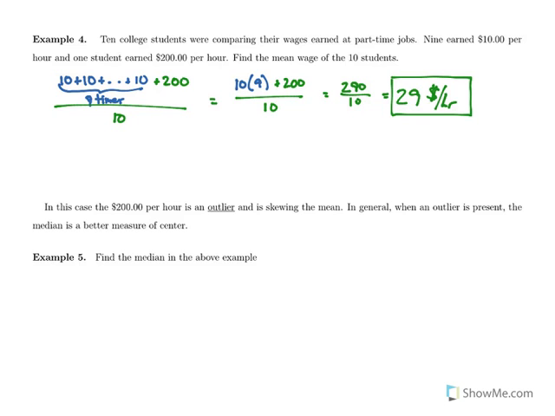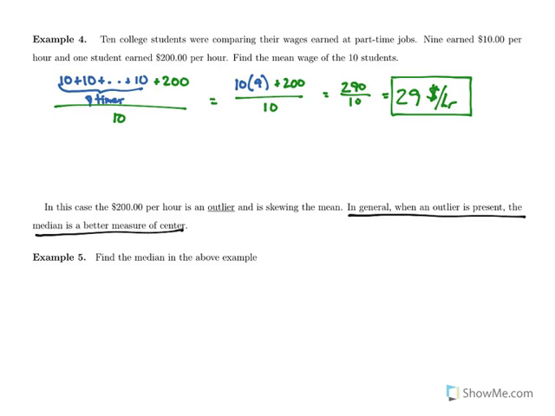Let's think about this as our average. It should kind of make sense a little bit. The $200 weighs a whole lot when we think about the average. But in this case, the $200 per hour is an outlier. It is much different than the rest of the data. And this is skewing the mean. It's pulling the mean toward that value. And because of this, the mean is not really the best way to look at the center here. In general, when an outlier is present, the median is the better measure of center. And let's talk about why that's the case.